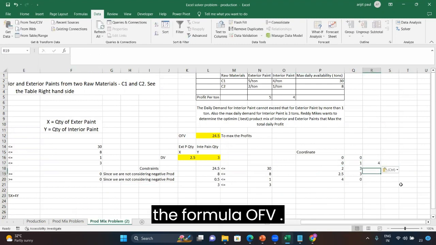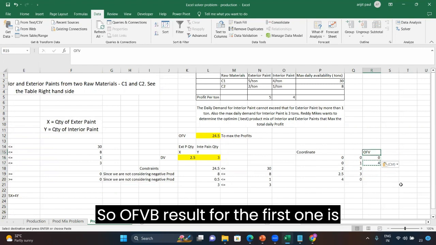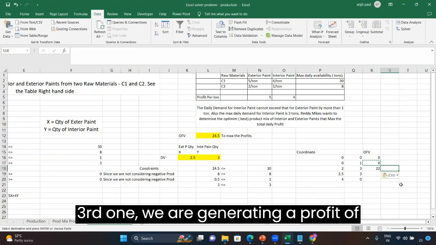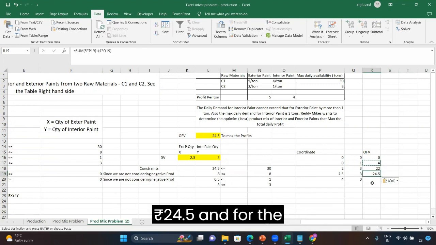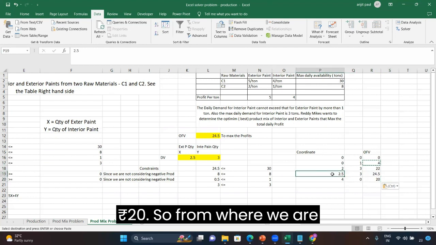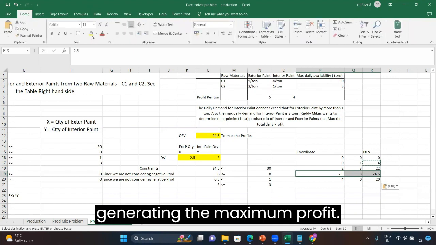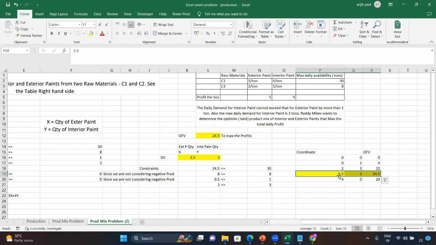So this is the OFB formula result. The OFB result for the first one is 0, for the second one is 4. For the third one, we are generating a profit of 22 rupees. For the fourth one, a profit of 24.5 rupees. And for the fifth one, a profit of 20 rupees. So from where are we generating the maximum profit? From the coordinate where x is 2.5.